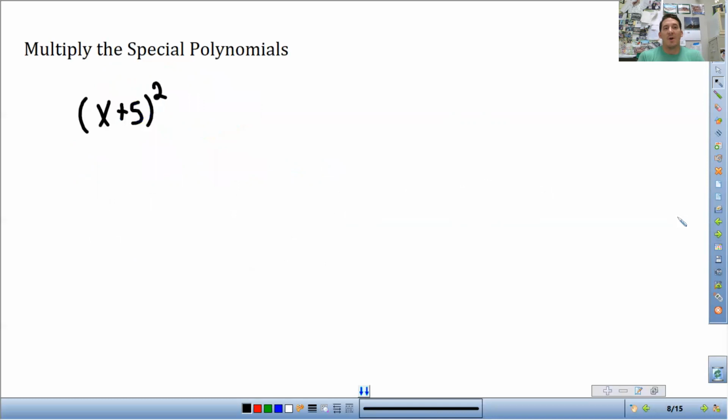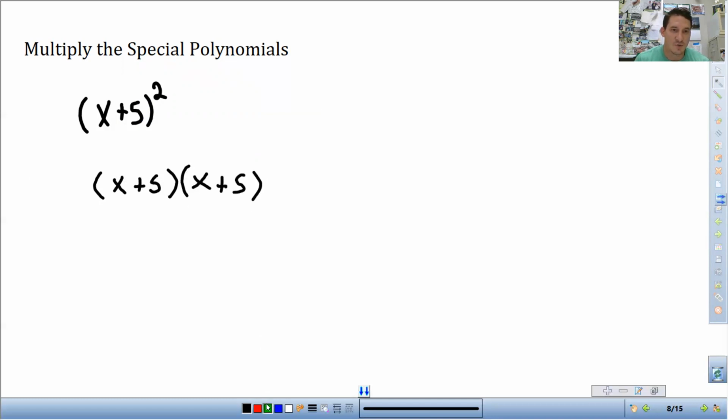All right, so there are special case polynomials. Here, the most common mistake I would see with something like this is kids would just distribute this and say this is x squared plus 25. That is incorrect, right? When you square something, you're multiplying the whole thing times itself. So what we would do to square this would be x plus 5 times x plus 5.